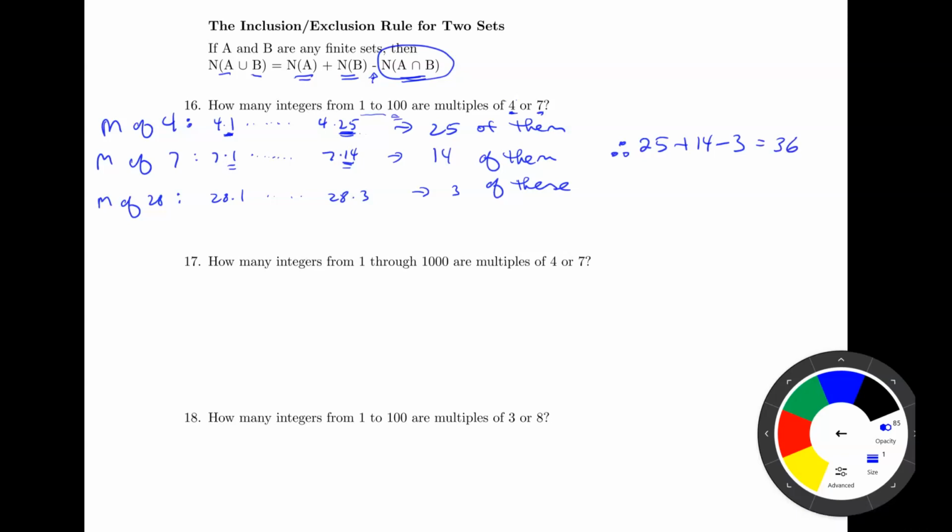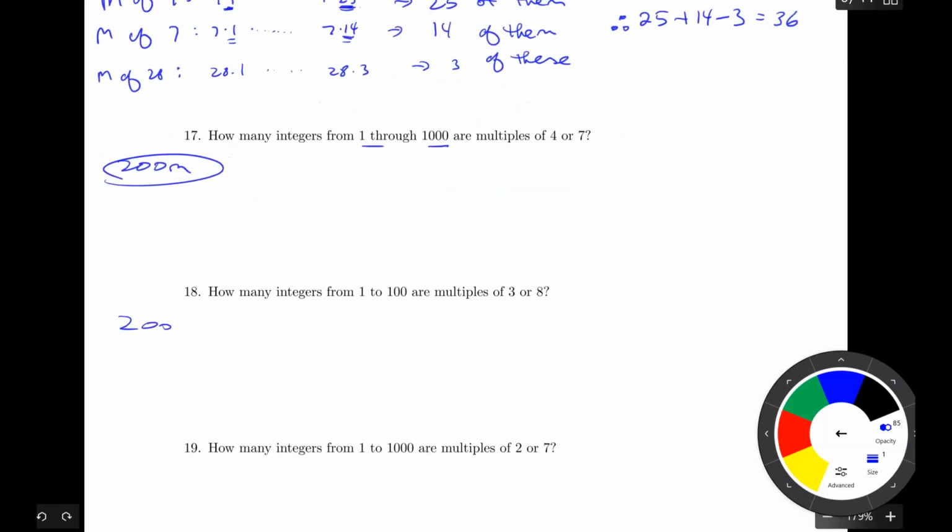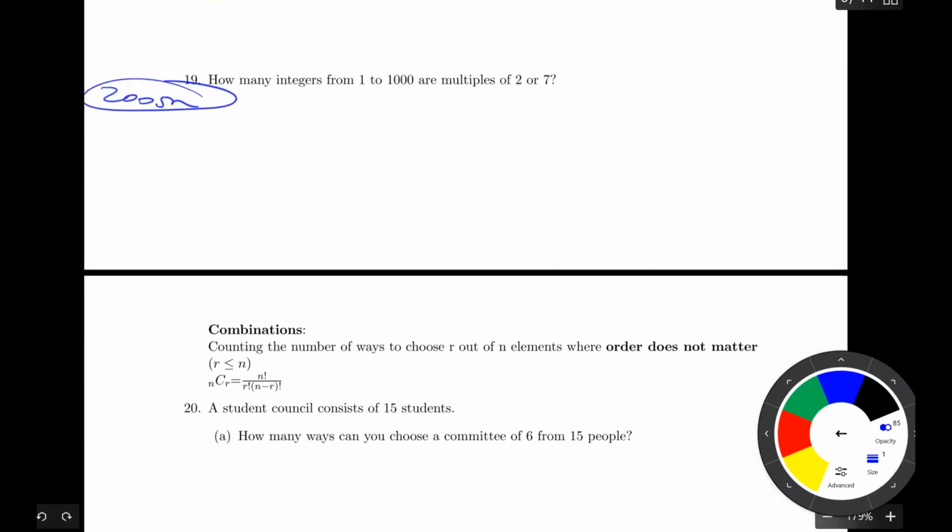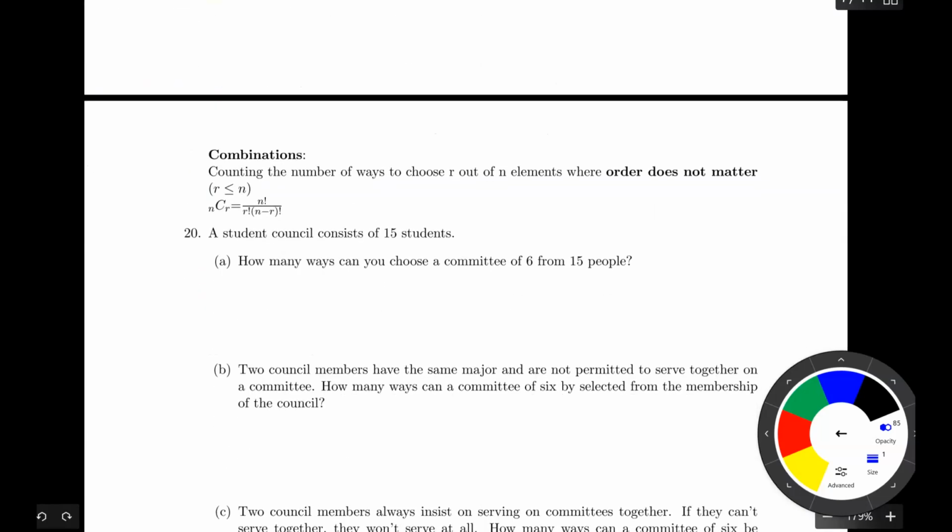All right, so this goes all the way to 1,000. So I'll let you play with that one, and these two as well, to make sure you really get it. All right, so now let's move on to combinations.